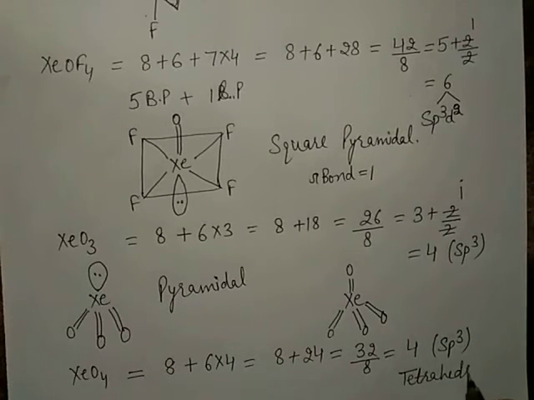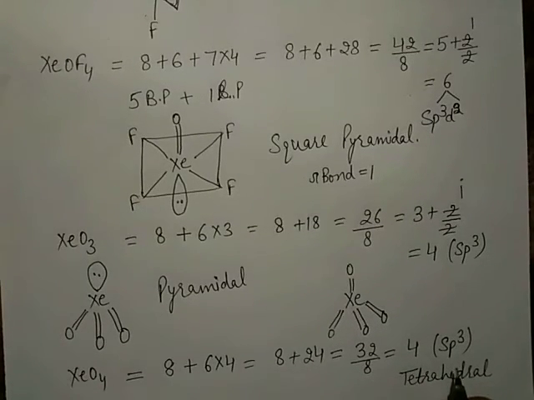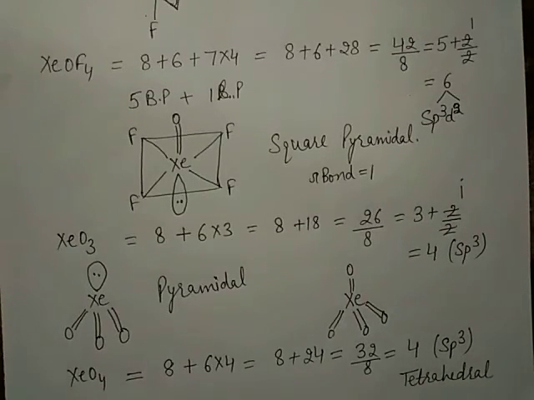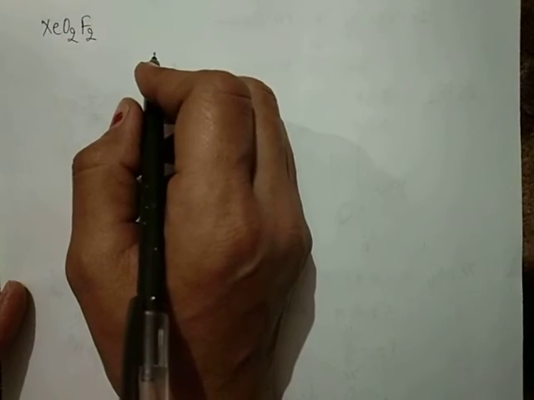Tetrahedral shape with sp3 hybridization, but no lone pair of electrons is present. Okay. Now the next xenon oxyfluoride is XeO2F2.